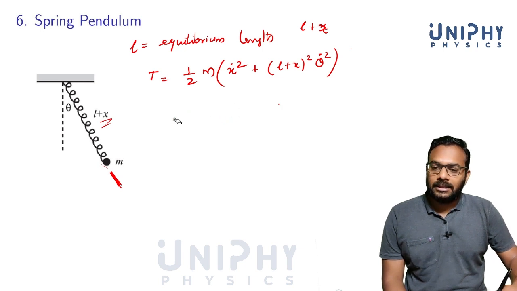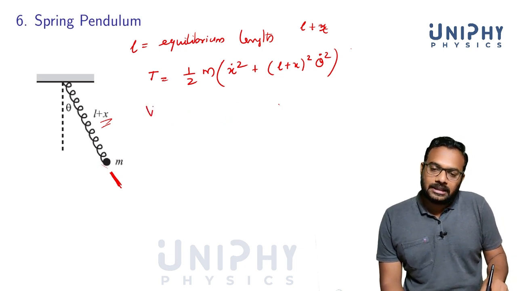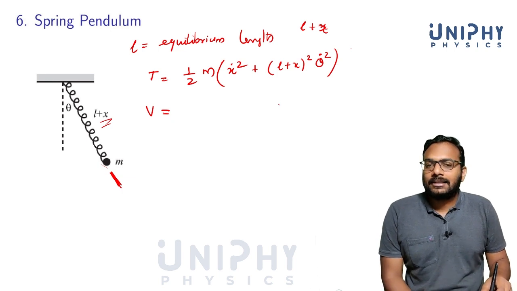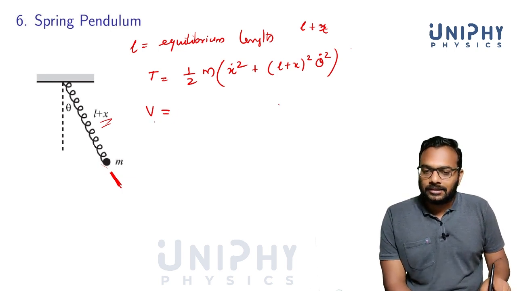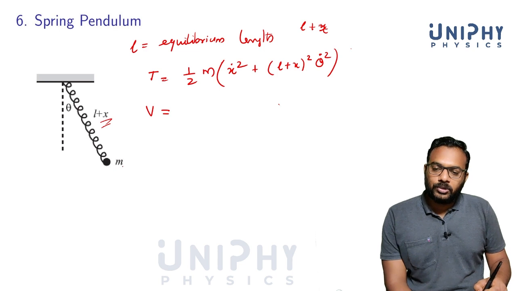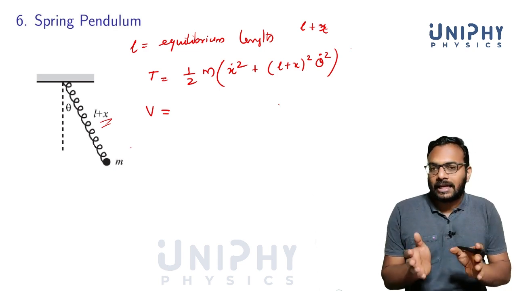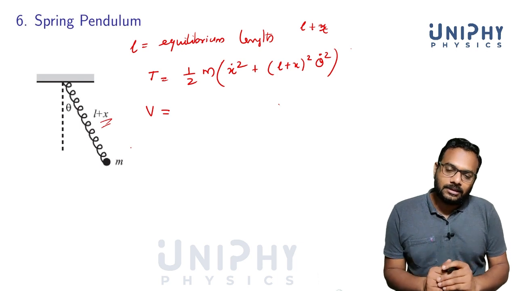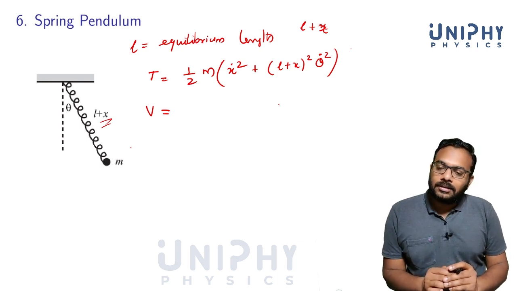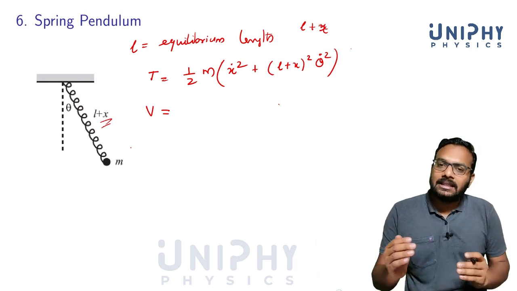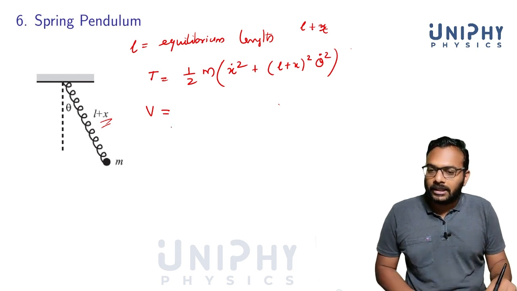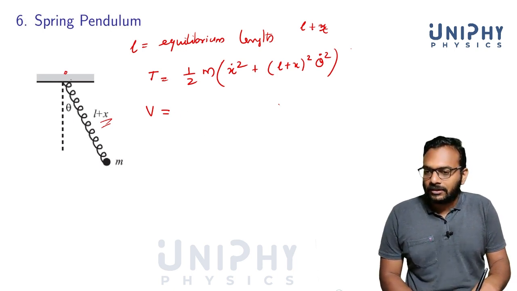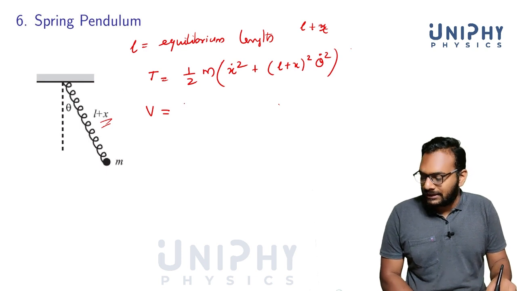So that's T. And what's V? The potential energy. Since it's an energy, you can just write it as the sum of all the energies. So there are two contributions to potential energy. One is the gravitational potential energy, and the other one is the potential energy of the spring. So you can write V is equal, again we'll choose this as the reference point.